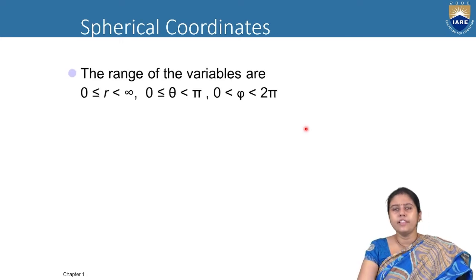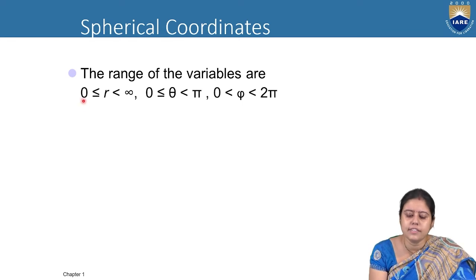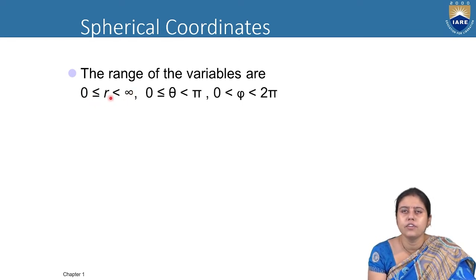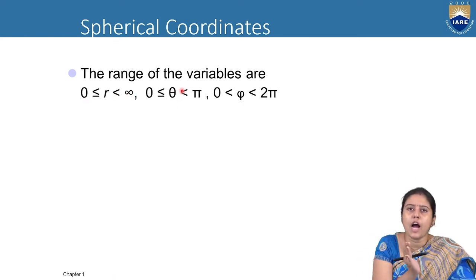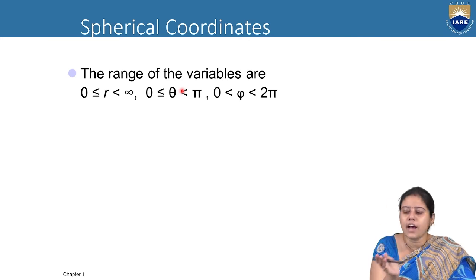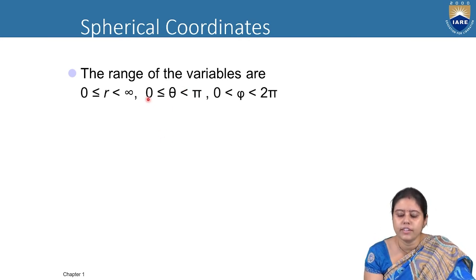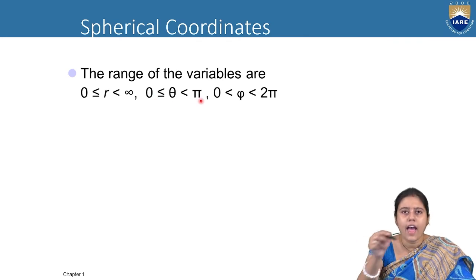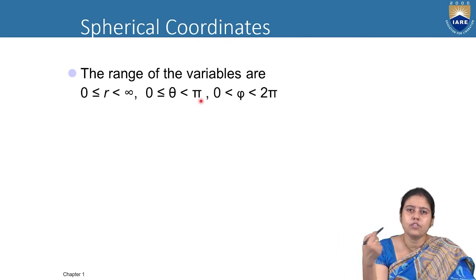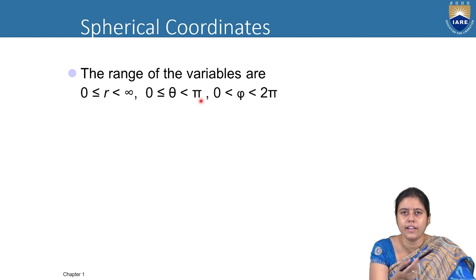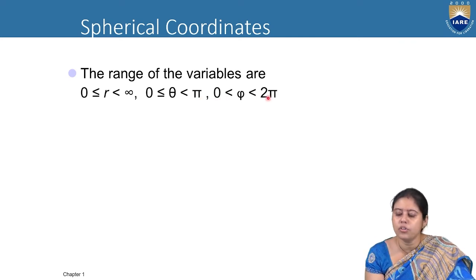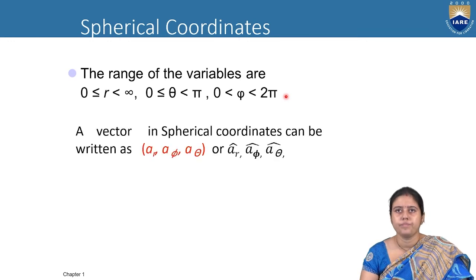So what are the ranges? The radius r goes from 0 to infinity. What is theta? Theta is basically the half circle, the longitude of the globe, so it is 0 to pi. And phi is the total circle, the azimuthal or equatorial angle, so this is 0 to 2 pi.